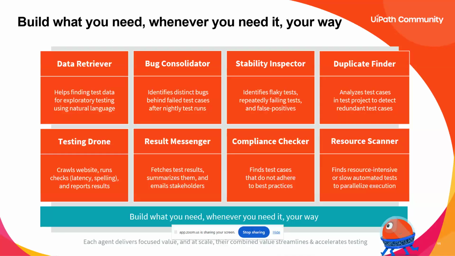So here are some custom agents we can try to create. We can utilize something like a result messenger. This agent fetches the test results, creates a summary, and automatically emails stakeholders. It is perfect for keeping leadership and product managers updated without manual reporting. It's not only for sending emails, you can also customize it to send results across various team channels or Slack channels.